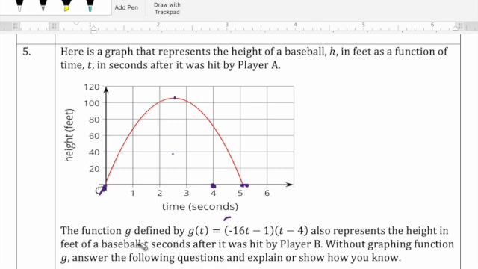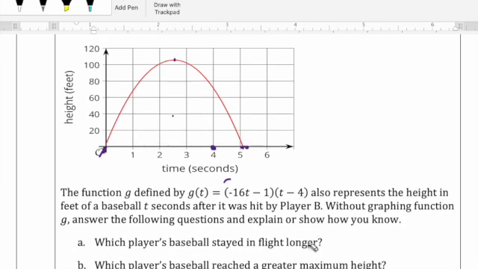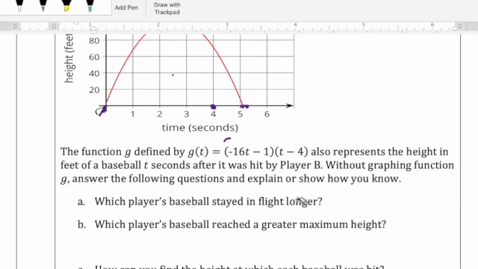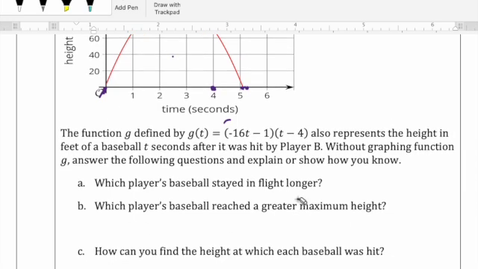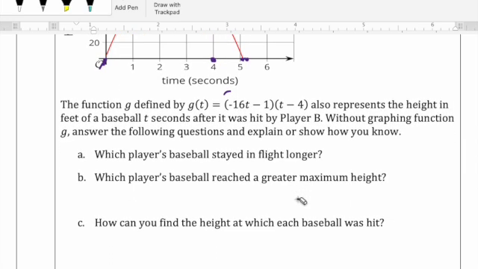The function g defined by g of t is -16t minus 1 times, I'm sorry, times t minus 4. Okay, -16t minus 1 times t minus 4. Also represents the height in feet of a baseball t seconds after it was hit by player B. Without graphing function g, answer the following questions and explain or show how you know.